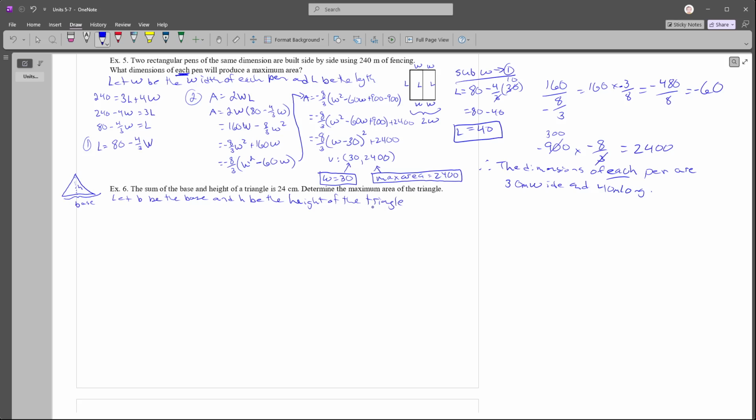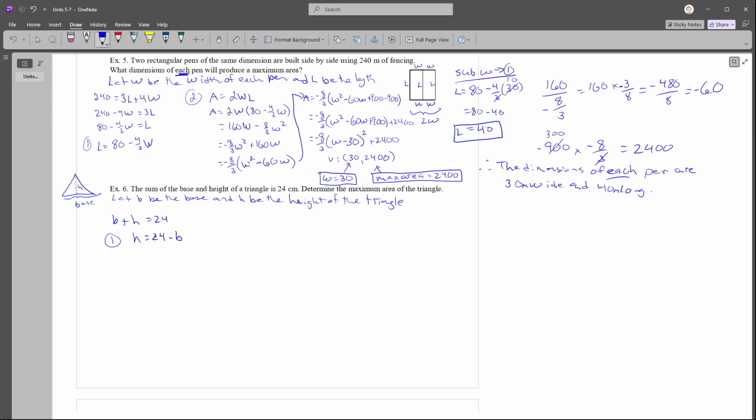Okay, so now we got to do the same thing we've always done. We got to start creating equations. And the first one is the obvious one. The sum of the base and the height of a triangle is 24 centimeters. So that means base plus height is equal to 24. So let's isolate for one of these. Let's isolate for the h, I guess. So h is equal to 24 minus b. So there's our equation 1. The height is equal to 24 minus the base.